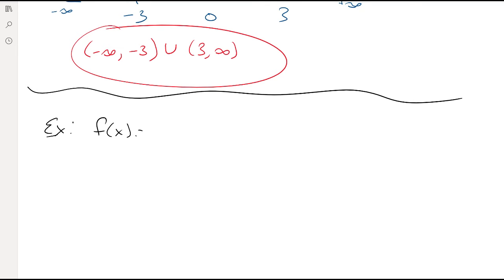Suppose f of x is equal to x squared minus 4x minus 12. And let's say we want to know where this function is less than or equal to 0. So it can either be 0 or negative. We call that non-positive. All right, so we know the drill. Let's first of all find our zeros.